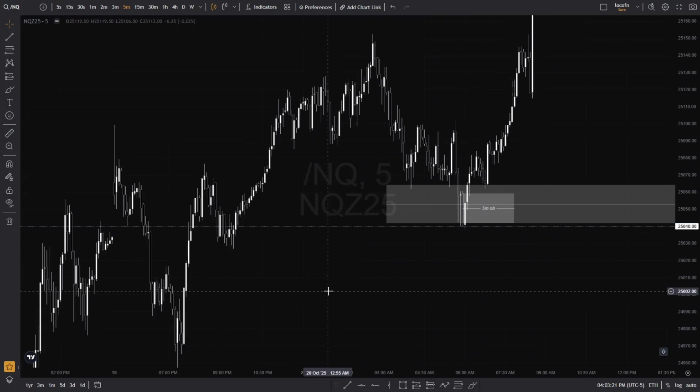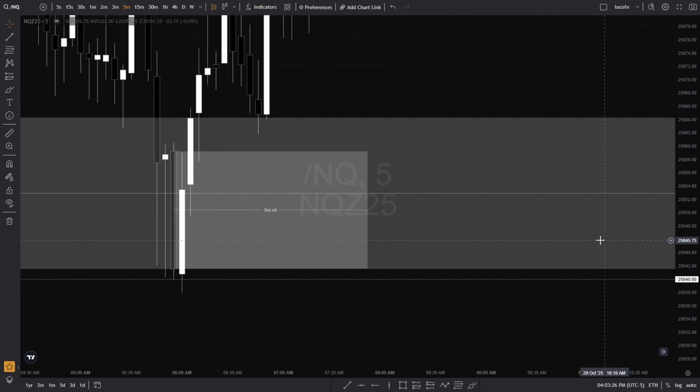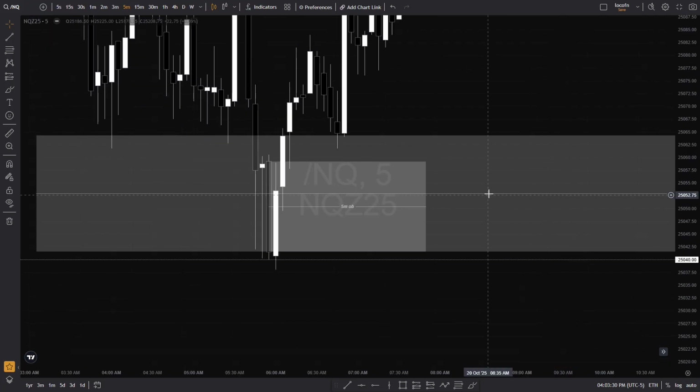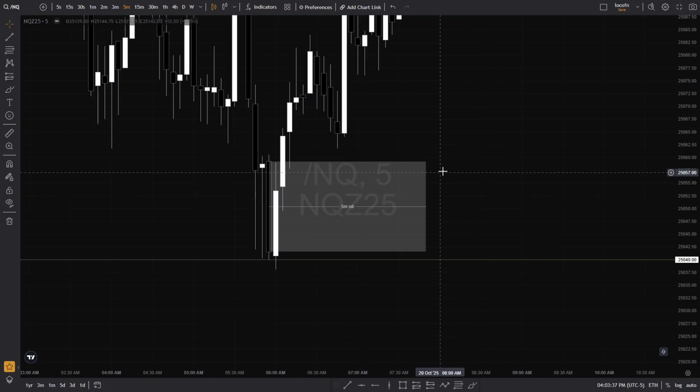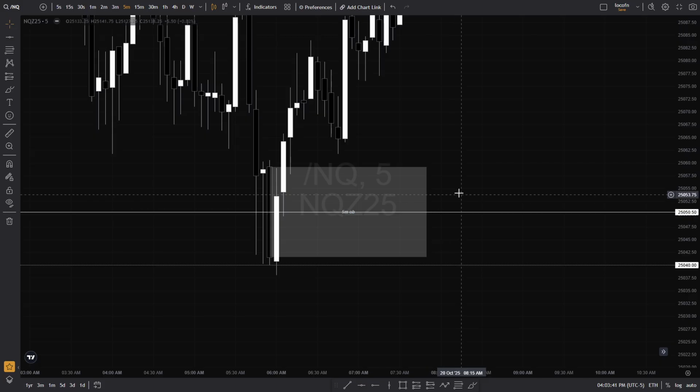Wrong button. Okay. So in the discount, which is this range now, you want to find a PD array, like anything. It could be a fair value gap, an order block, a breaker block, literally anything. So I found this 5 minute order block that was in the discount of the 1 hour order block, and I took the CE of it.